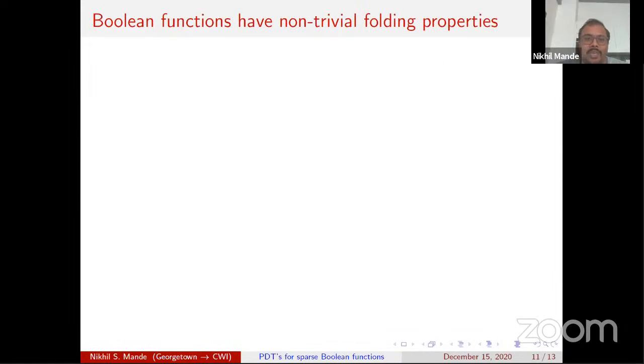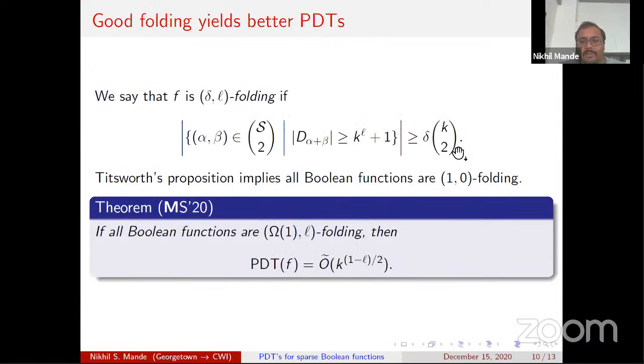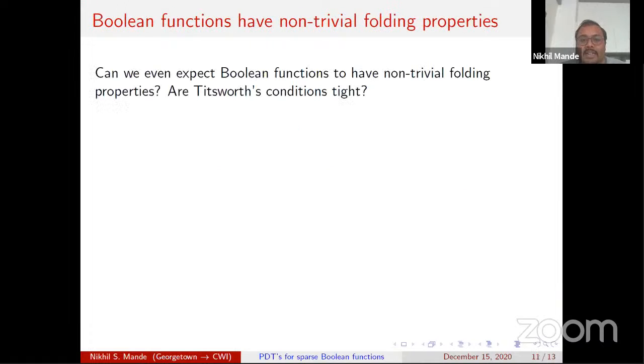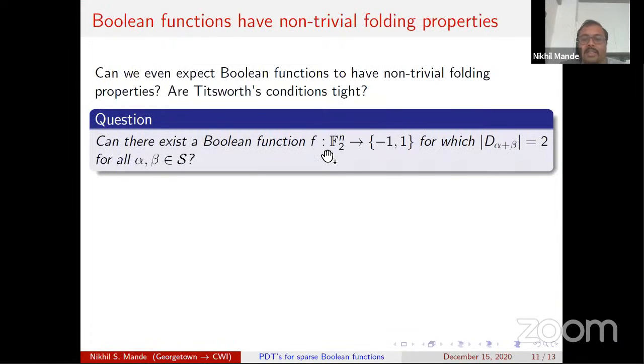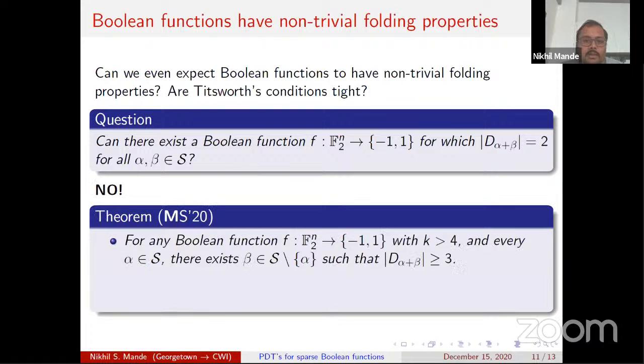Finally, why do we even expect this to be true? We ask that question. Can it be possible that Titsworth's conditions are tight? That is, is it possible that there's a Boolean function for which every equivalence class has size exactly 2? And this is our next contribution. We say, no, this is not possible.